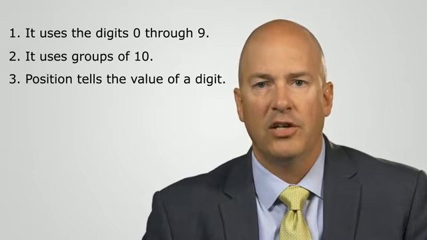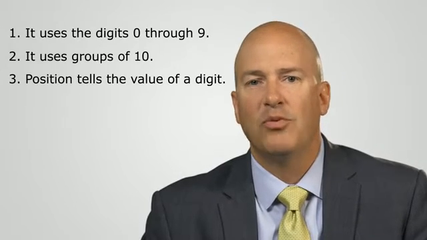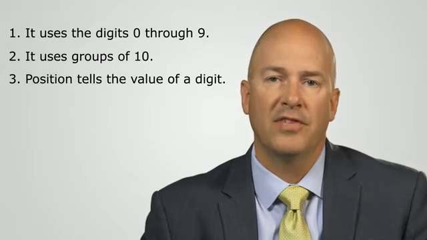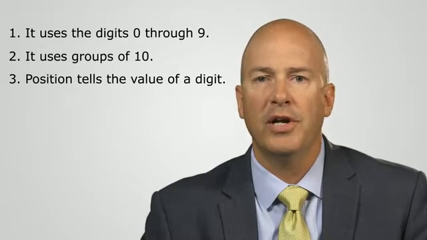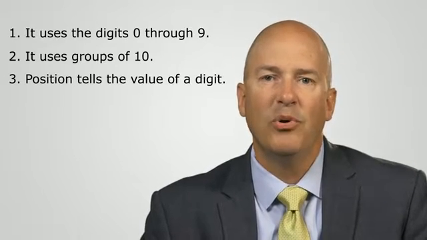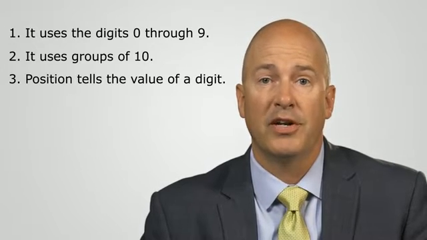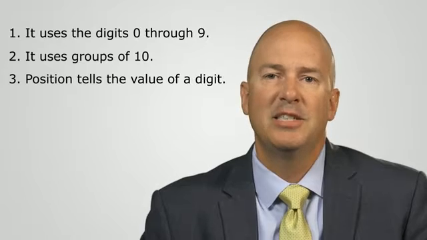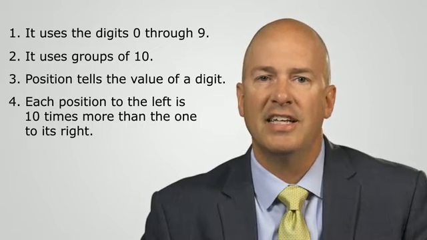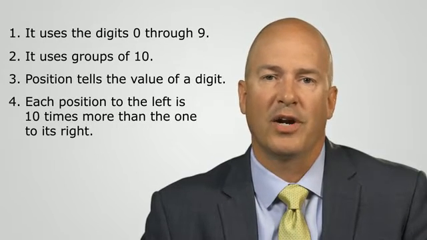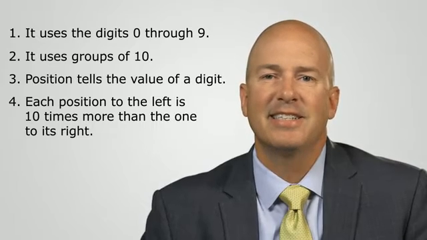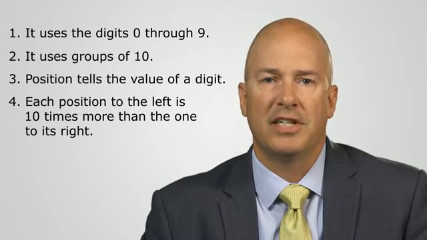Position tells the value of a digit. This is why we often use the term place value when talking about our numeration system. It is important to remember that this is only one attribute of our system for naming numbers. Each position to the left is 10 times more than the one to its right. Connecting these concepts by making groups of 10 is an important step for students.